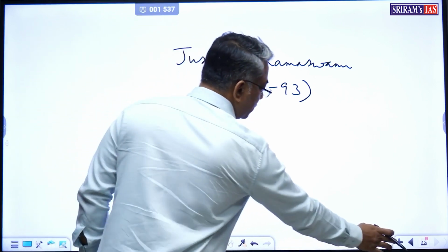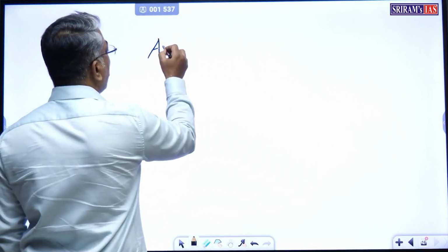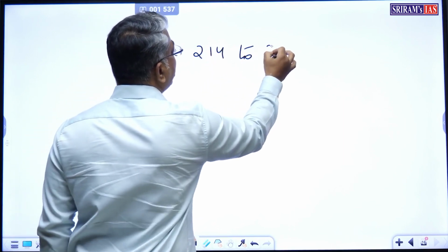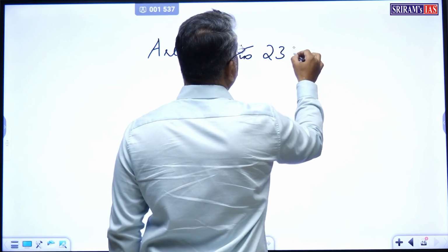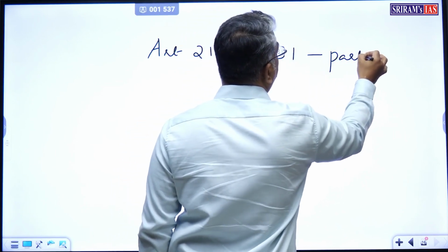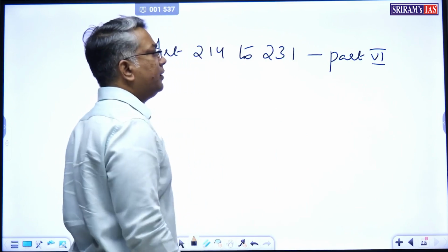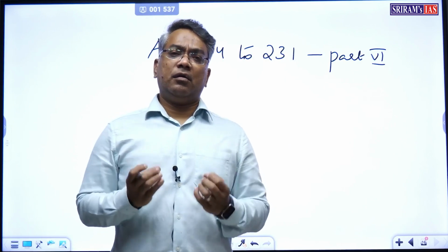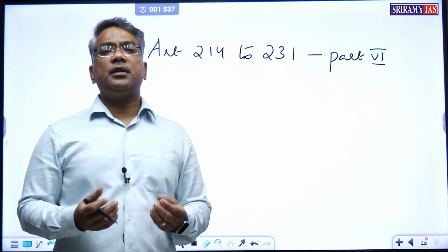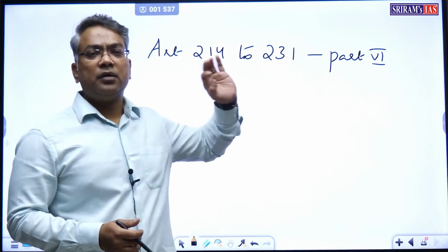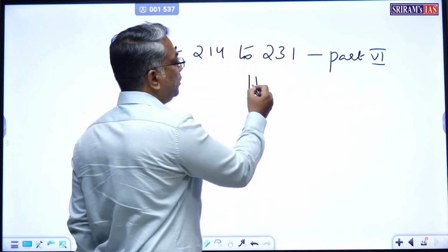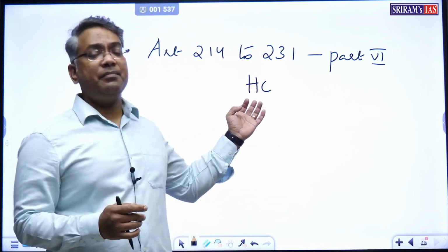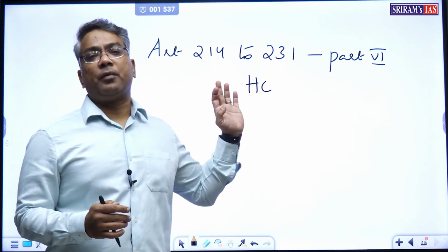Now what about the process for the removal of the judge of the High Court? Articles 214 to 231, Part 6, deal with the High Court, that is the organization, independence, power, jurisdiction and procedure, and so on. So the procedure for the removal of the judge of the High Court is same as the judge of the Supreme Court.